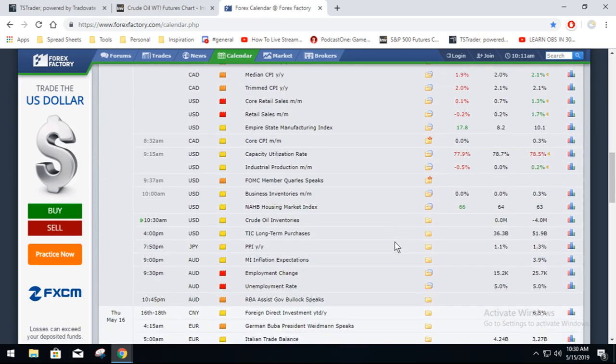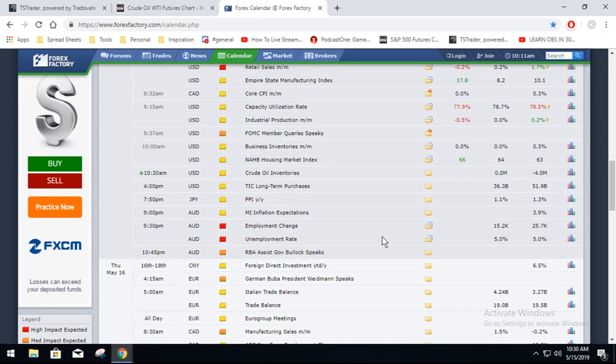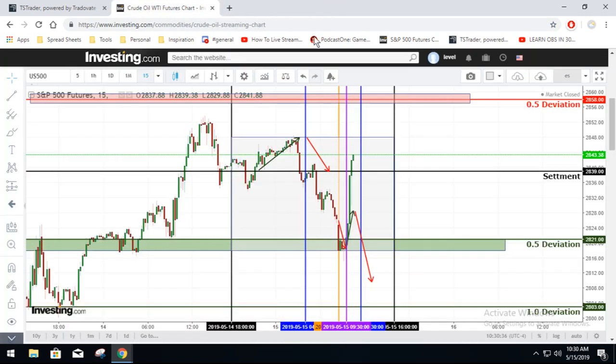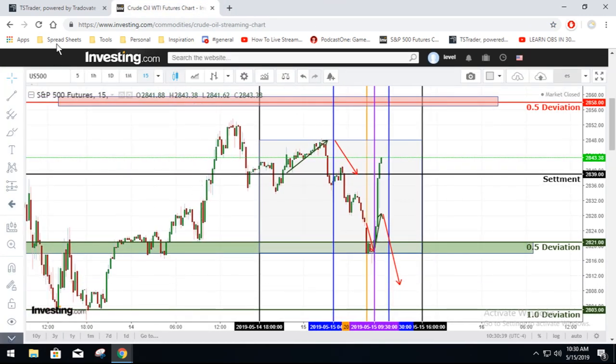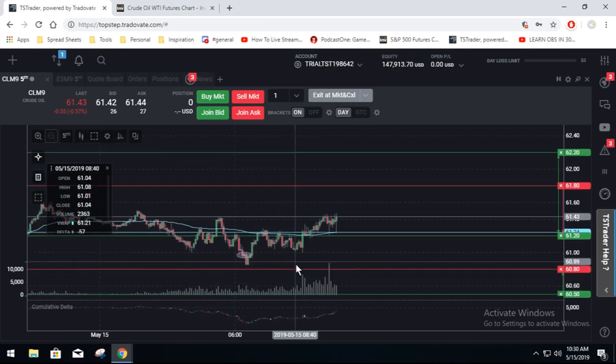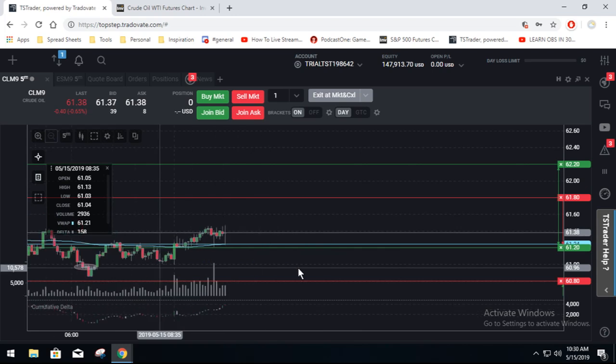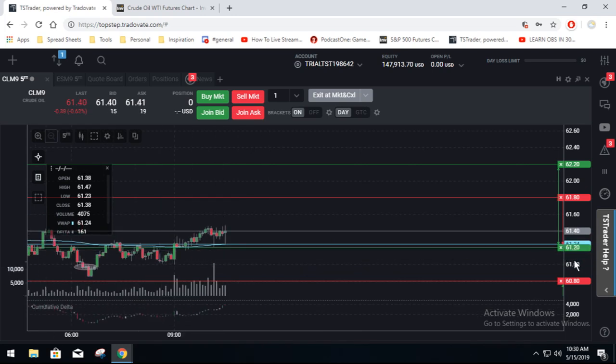Alright, so let's see what the number actually is. Yep, we have a build. They were expecting 0, and the build came true. The build wasn't as big as expected, so be careful what you're trading and how you're trading it. Let's see the initial reaction of the market, testing those 40s.